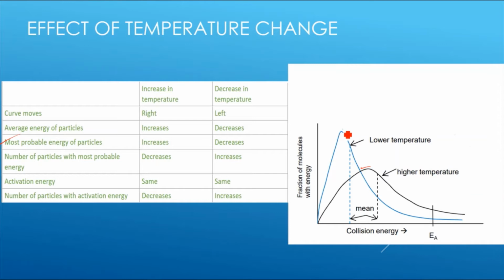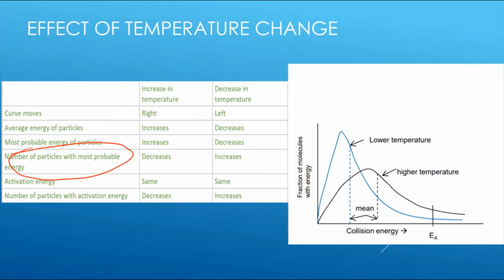As you can see, the lower temperature has its peak there, whereas the higher temperature has its peak there. So it has a higher energy, so that's why the energy increases. But if you're talking about the number of particles with the most probable energy, as you can see, the lower temperature has this steeper curve. It has a much higher peak in this case.